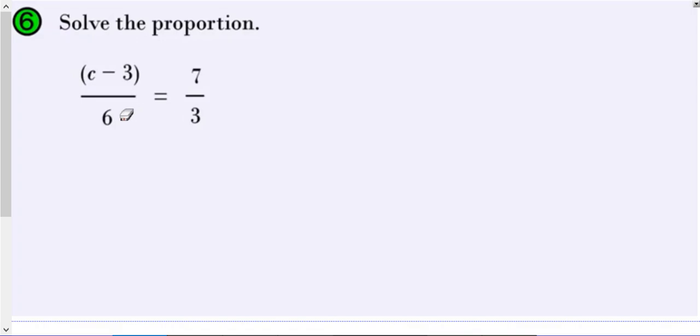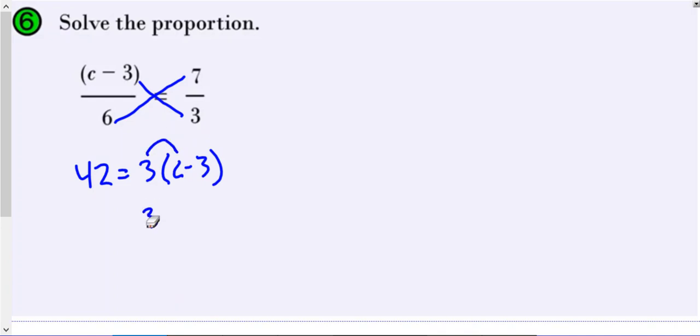Okay, so starting here, 6 times 7 is 42. And then we'll get 3 times c minus 3. Now the only difference here is we got to distribute this 3 to everything inside the parentheses. So that'll give us 3 times c, which will be 3c, and then 3 times negative 3, which will be negative 9, equals 42.